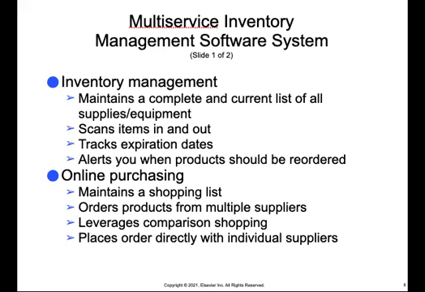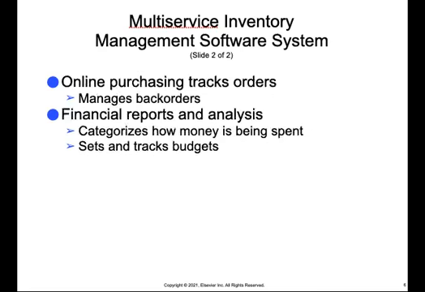With the online purchasing feature, it can maintain a shopping list. It orders products from multiple suppliers. It leverages comparison shopping and places the order directly with individual suppliers in some cases. Another thing it can do is create financial reports and analysis, which can categorize how much money is being spent, and it can set and track budgets.